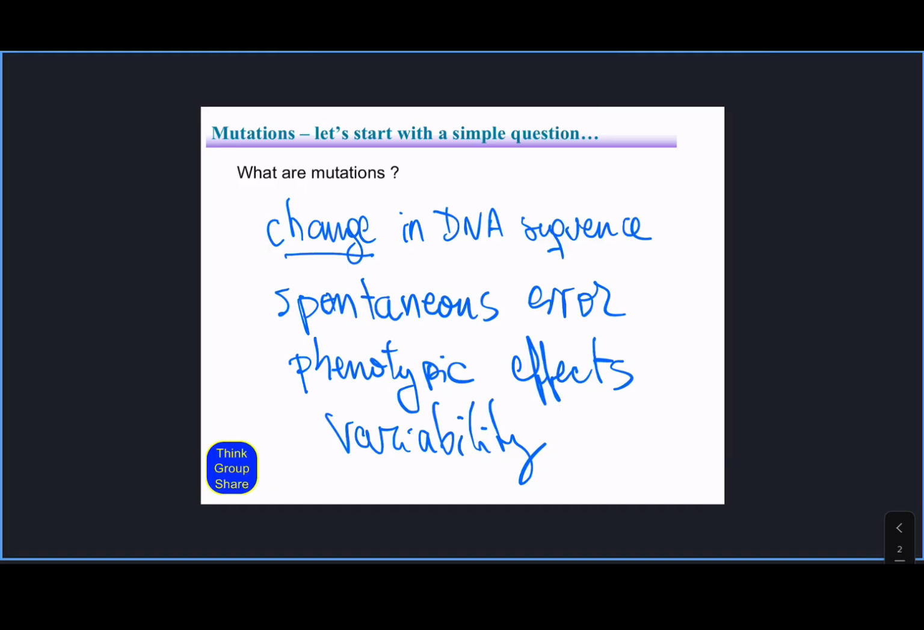All right. So, love this. What we're going to do is go down the list and discuss how all of these, in a way, are correct, right? And talk about some of these things in further detail. So, a change in DNA sequence is ultimately the textbook definition of what a genetic mutation is, right?